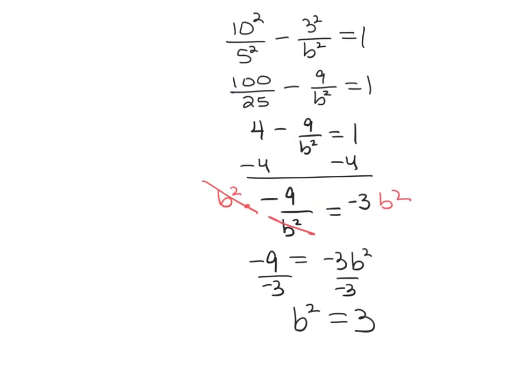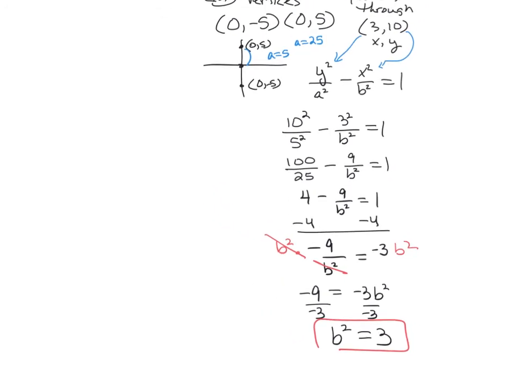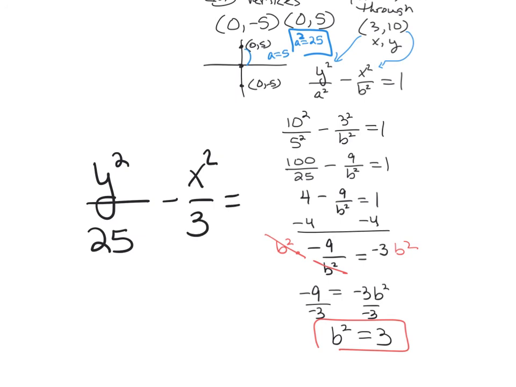So now I had my a squared from the beginning, and now I just calculated the b squared. So a squared is 25. So let's fill it in. So final answer here is y squared over 25 minus x squared over 3.